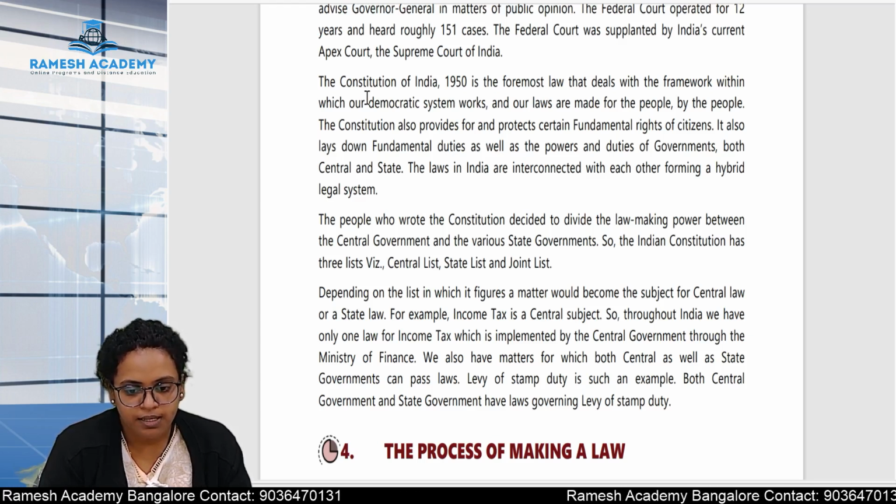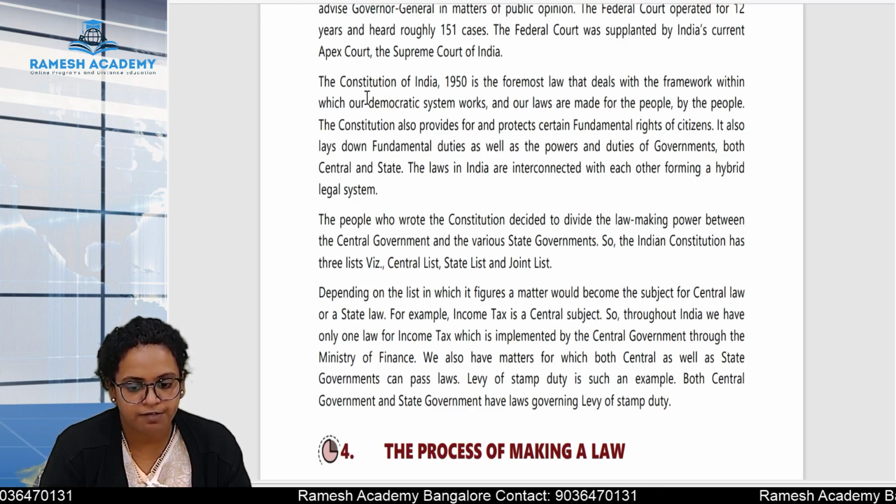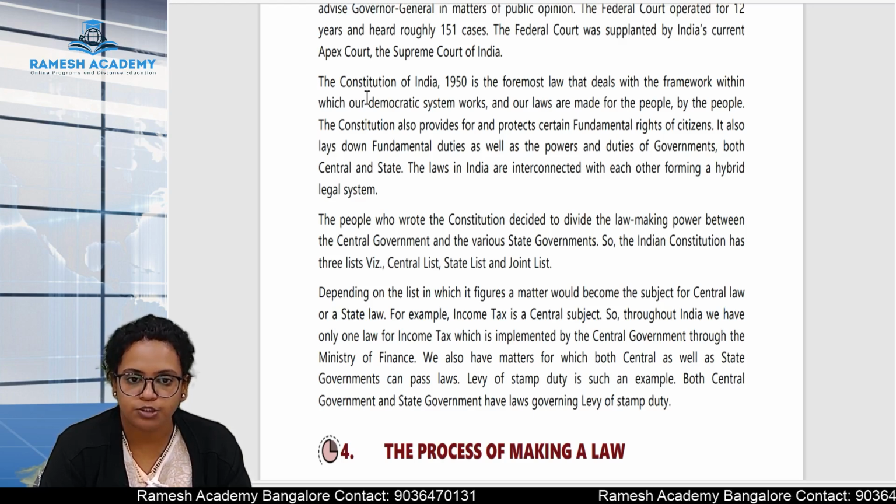The laws in India are interconnected with each other, forming a hybrid legal system. The people who wrote the constitution decided to divide the law-making power between the central government and the various state governments. So the Indian constitution has 3 lists: central list, state list, and joint list.